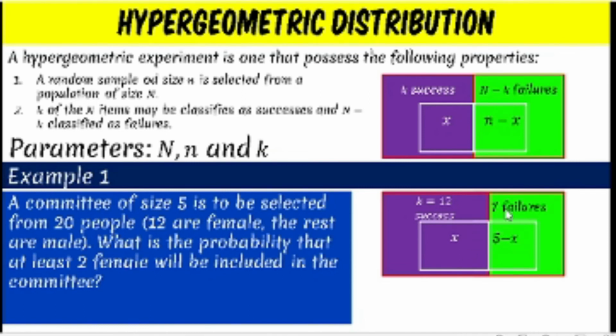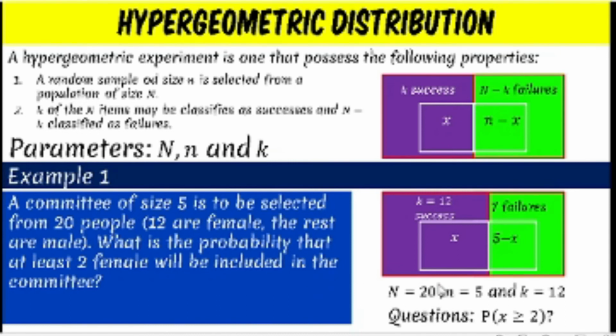So we set this one as, actually there should be 8, not 7. So let us correct this one. Yeah, these are the parameters that we need: population size equal to 20, n equal to 5, and k equal to 12. So remember those figures, and let's compute for the probability.